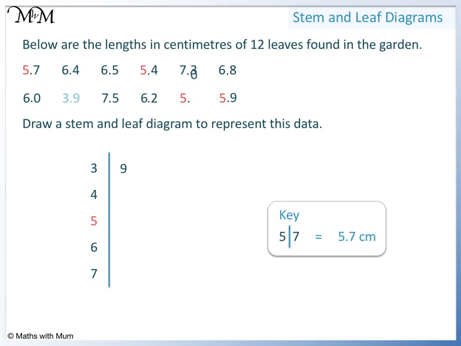We have 0, 4, 7, and 9. The 6s. We have 0, 2, 4, 5, and 8. Finally, the 7s. We have 3 and 5. Making sure that we have drawn a key, we have now completed the stem and leaf diagram.